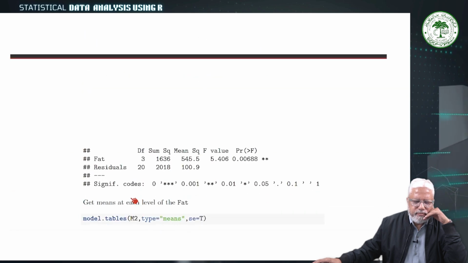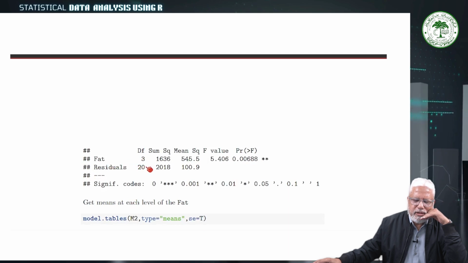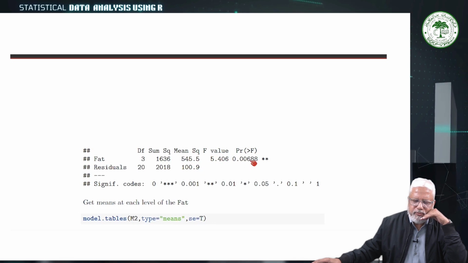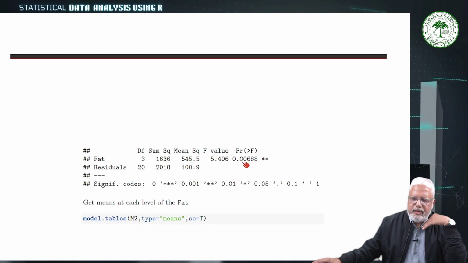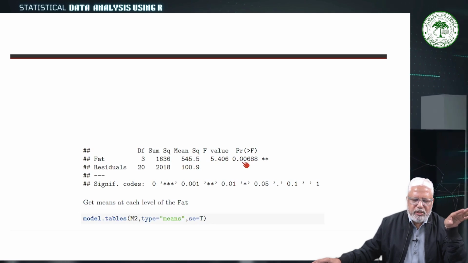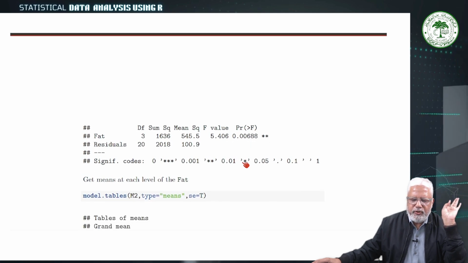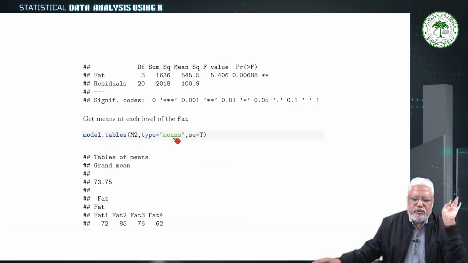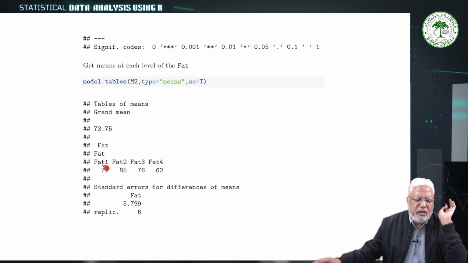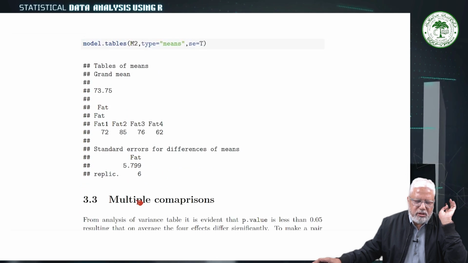So this is the summary of results. Fat has 4 levels, so it is 4 minus 1, 3. This is 20. This is sum of square, this is mean sum of square, this is F value, and this is P value. This P value shows that there is significant difference between the average absorption of fat in doughnut in all the four fat types. So model.tables, type is equal to means, se is equal to true. Here it has the grand mean, fat data, then standard error of difference of mean. So this is nothing but SED.